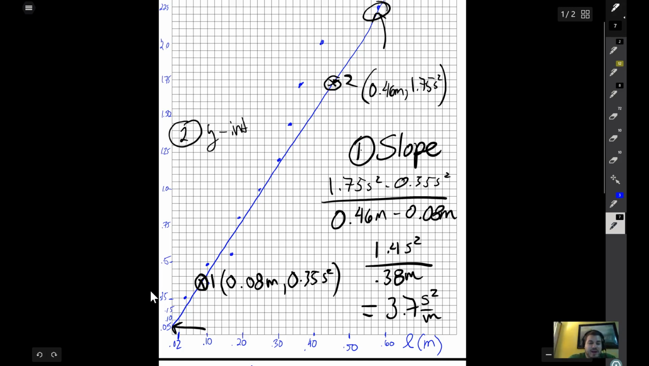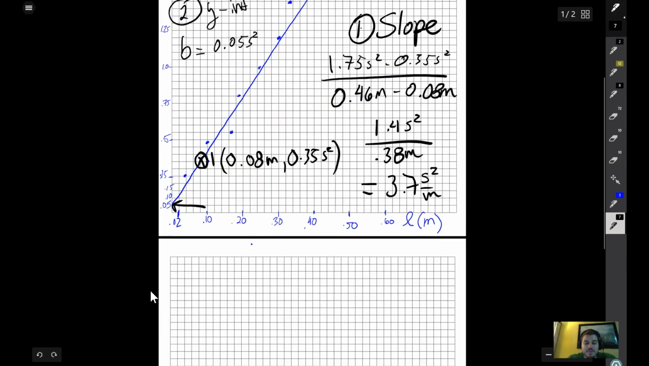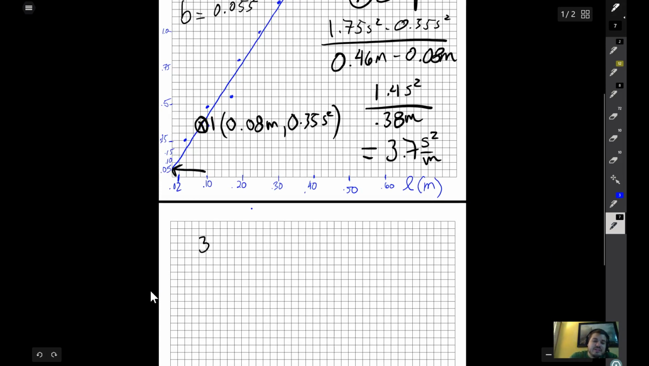The next thing we want to identify is what is our y-intercept. So on my graph, my value for b, it's the y value when x is 0. So that looks to be about 0.05 seconds squared. Don't forget your units. Now that we have that, we move on to the final piece that we need before we start to figure out what all of this means, which is the equation.